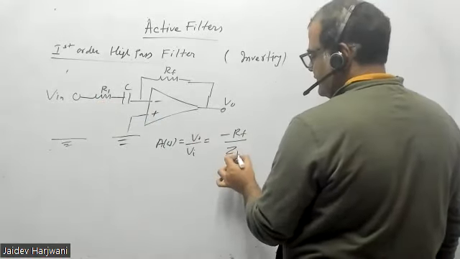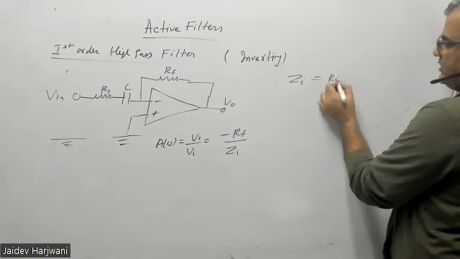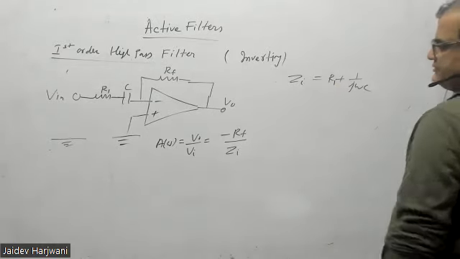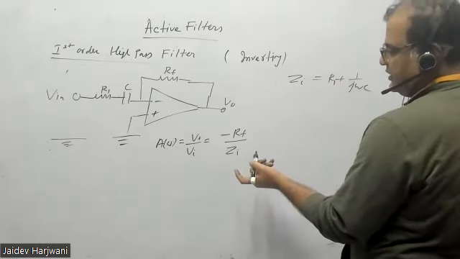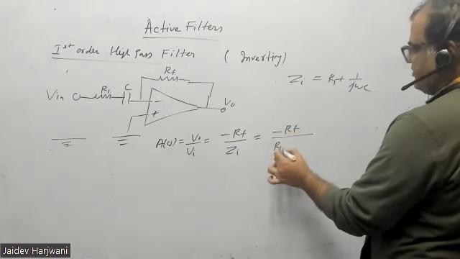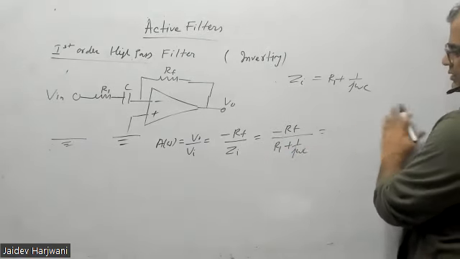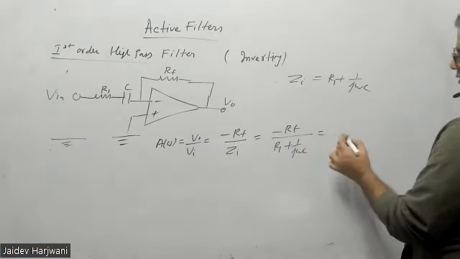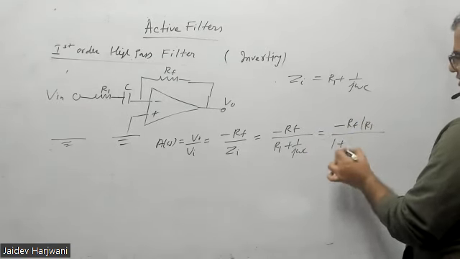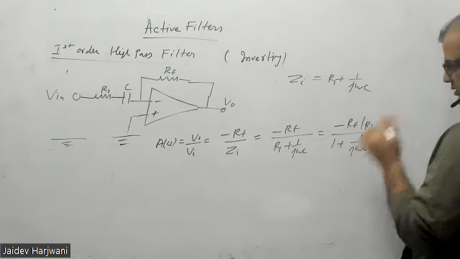Okay, series. So ZI will be R1 plus 1 upon j omega C. That's it. So minus RF upon ZI, which is R1 plus 1 upon j omega C. So this becomes RF, you can take R1 common, and this becomes 1 upon 1 plus 1 upon j omega C R1.